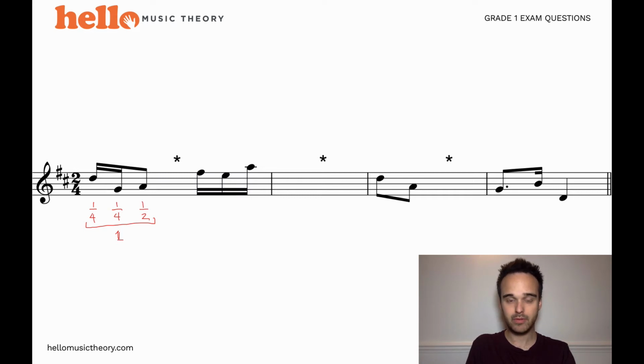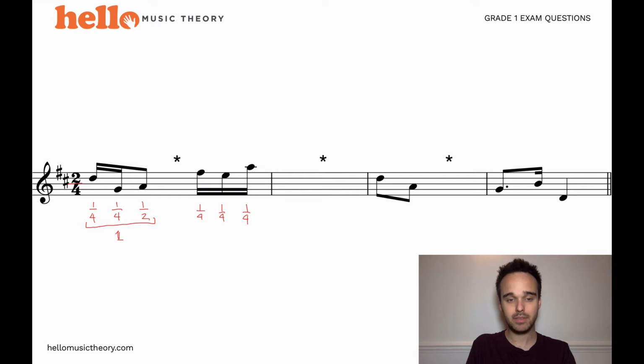We've got a gap for a rest, so we'll come back to that. And then we've got 3 semiquavers, which are all worth 1/4 of a beat each. So let's put those in there. So how many beats are we missing in this bar? So we've got 1 here, and then we've got 3 quarters. So we're missing, we've got to make it add up to 2. So we're missing 1/4 of a beat.